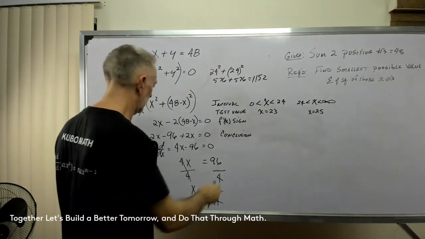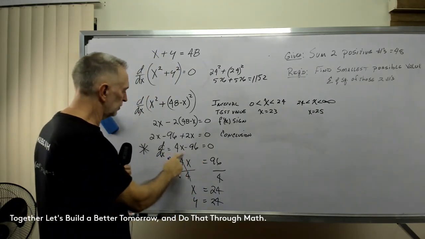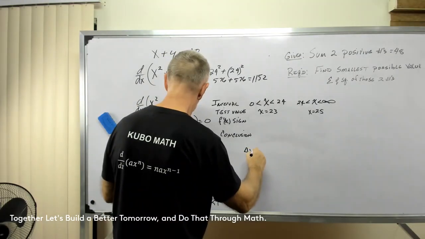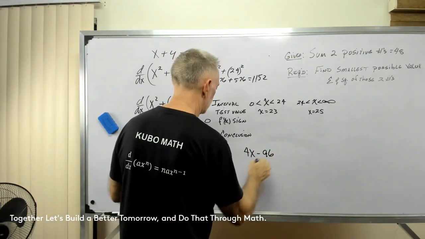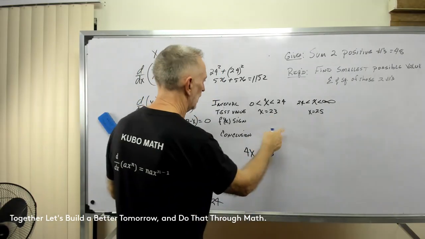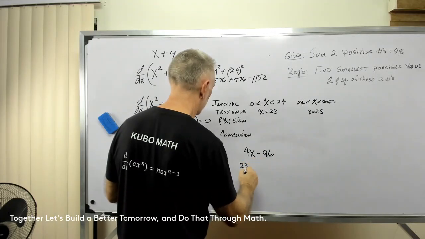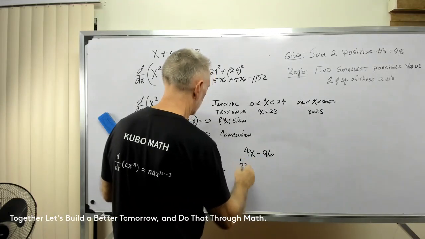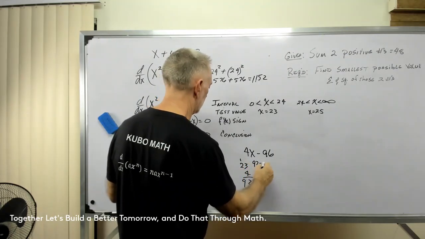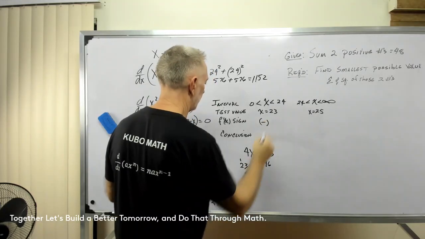All right. Now then, we're going to plug those back in where I put the star here, because this is our derivative. We have 4x minus 96, and we're going to plug in our 23 and see what we get. So 4 times 23 is 92. So we have 92 minus 96. Well, that's a negative, right?